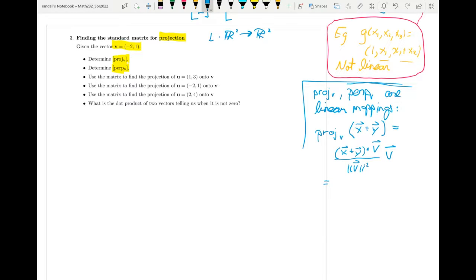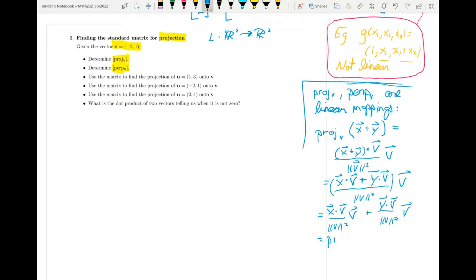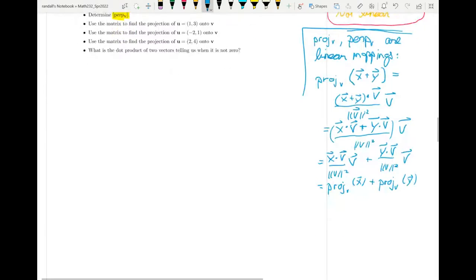Let's continue on. Now I use the linearity of the dot product. So this is x dot V plus y dot V. I distributed the dot product over the sum, divided by norm V squared, times V, a property of the dot product. Now I'm going to split that into two. This is a number multiplying the vector V, but it's a sum of two numbers. One number is x dot V over norm V squared, multiplying V, and the second number is y dot V divided by norm V squared, acting on V. And now I see this is the projection onto V of x plus the projection onto V of y. So I proved the linearity under vector addition.